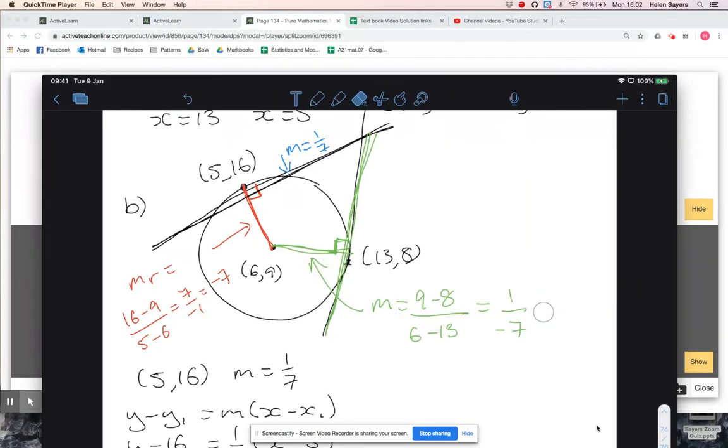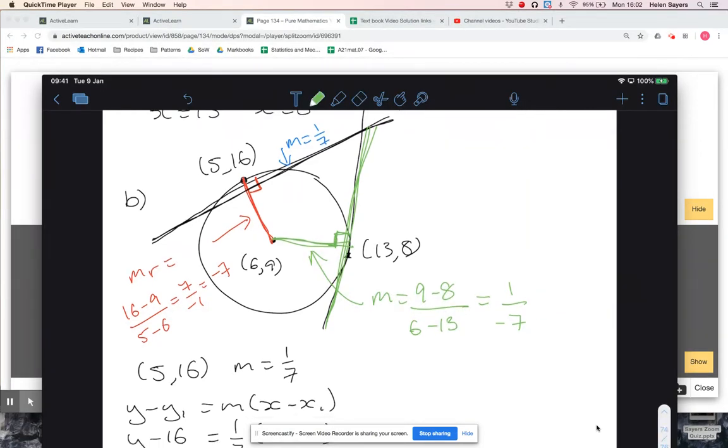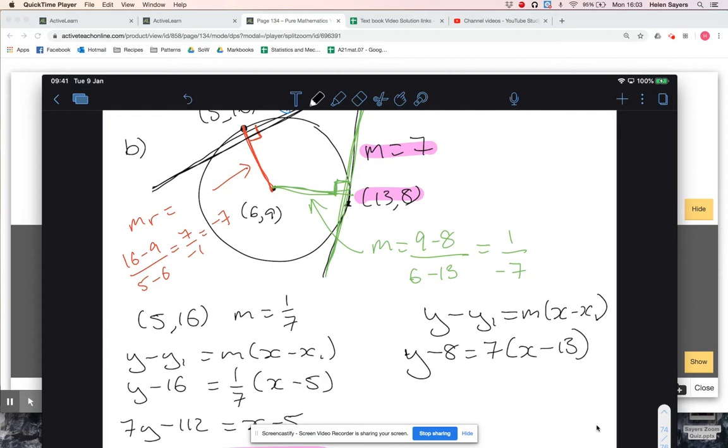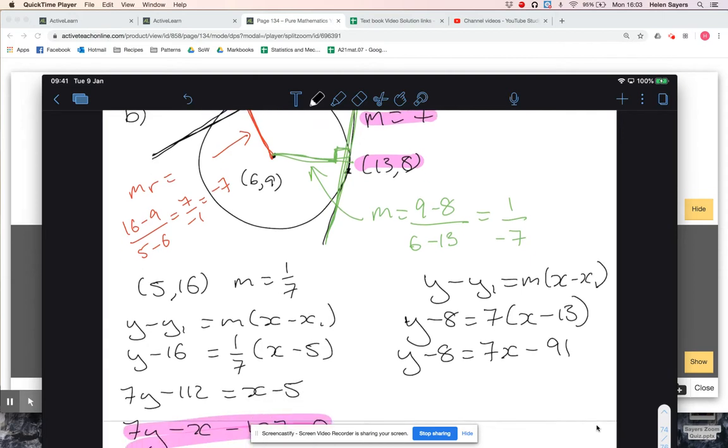So let's just do the working down here. Right, so I've got my coordinate it goes through, and the gradient of the tangent is perpendicular to this one, so it's going to be a gradient of positive 7. Okay, so again, I'm going to use y minus y1 is m times x minus x1. So y minus 8 is 7, x minus 13. So y minus 8 is 7x, I'm going to say 91. I'm going to check that in a sec though.